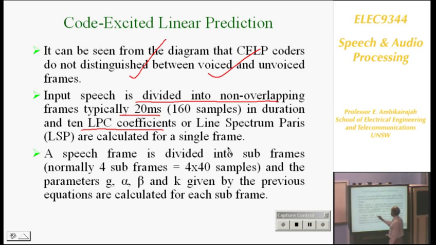A speech frame is divided into 4 subframes, and parameters G, alpha, beta, and k, given by the previous equation, are calculated for each subframe. LPC is only calculated for one 20 millisecond frame, but all the other 4 parameters are calculated for every subframe. So you generate speech for every subframe. So the LPC coefficients have to be interpolated to find them for each subframe. So you don't calculate LPC every 5 milliseconds, okay?